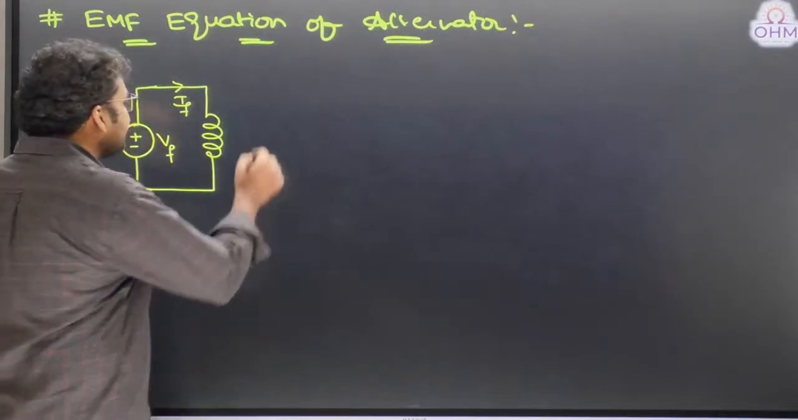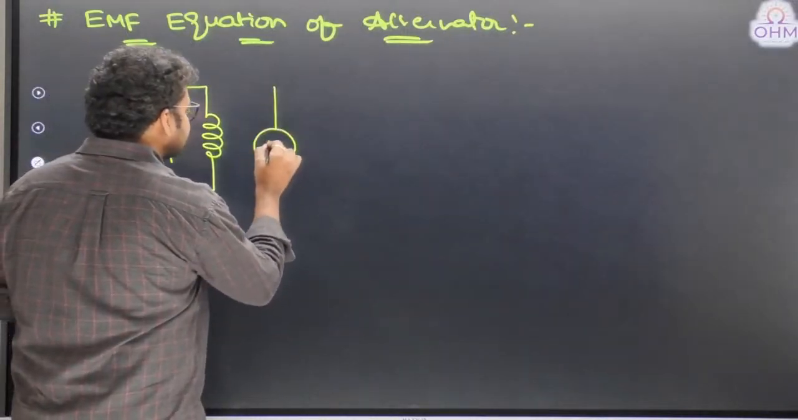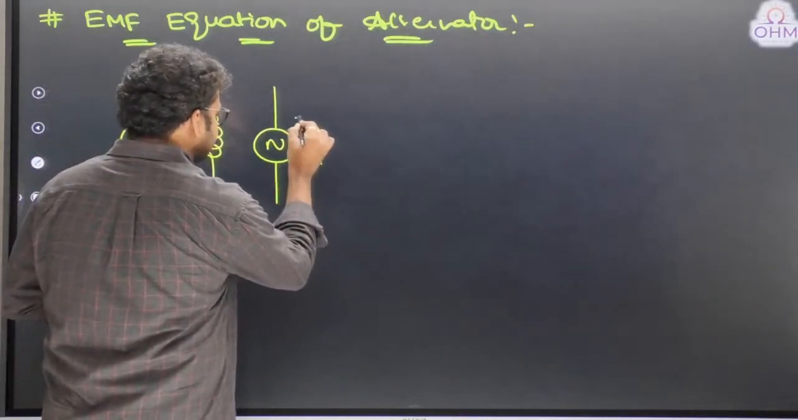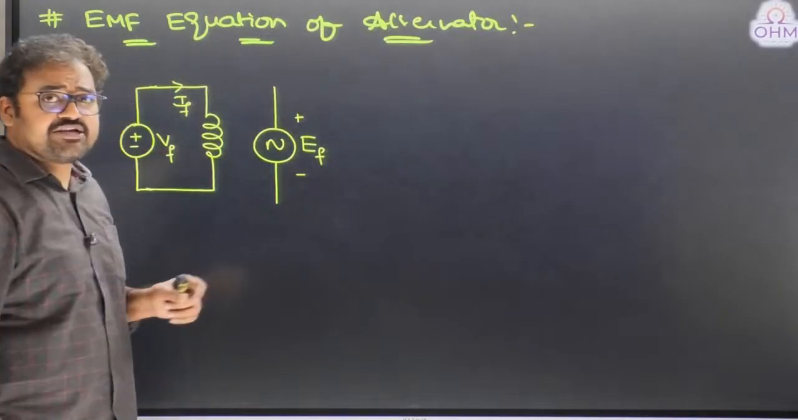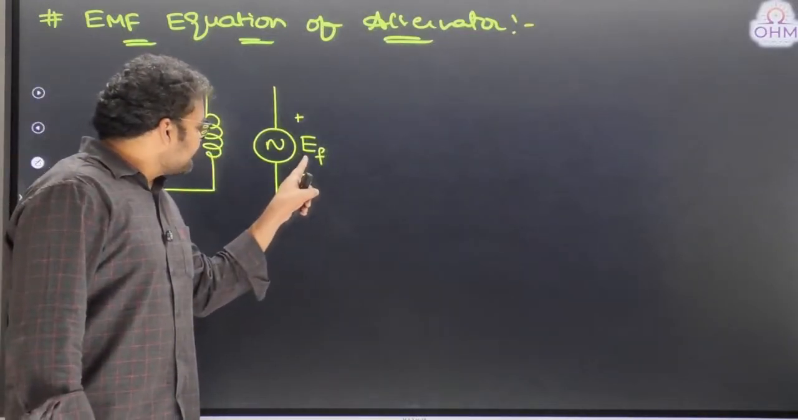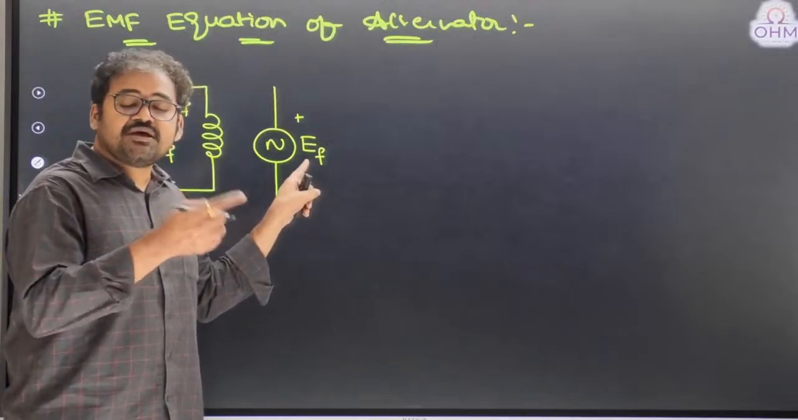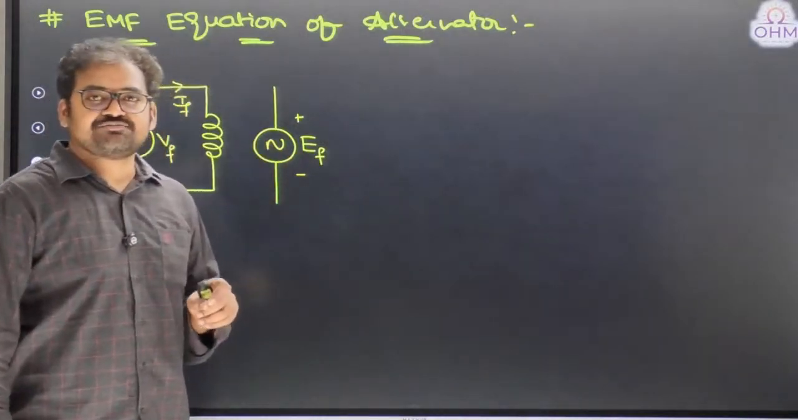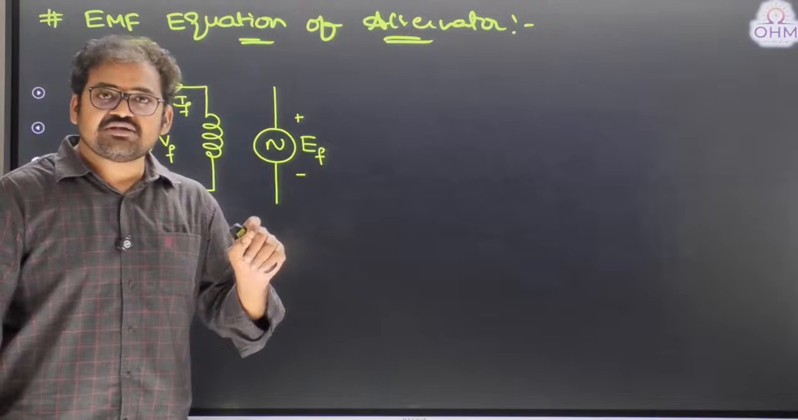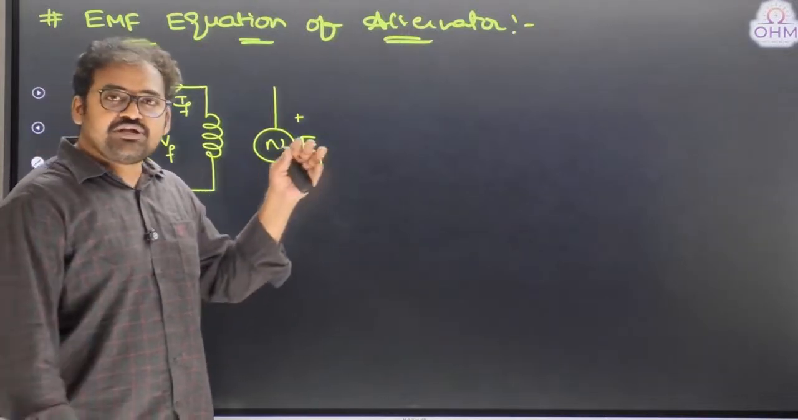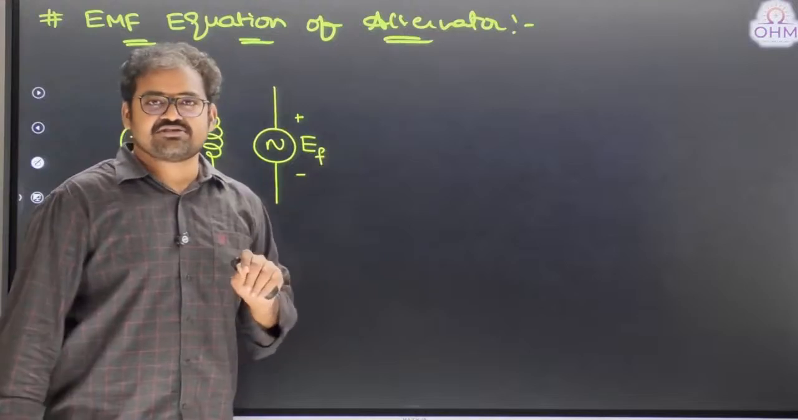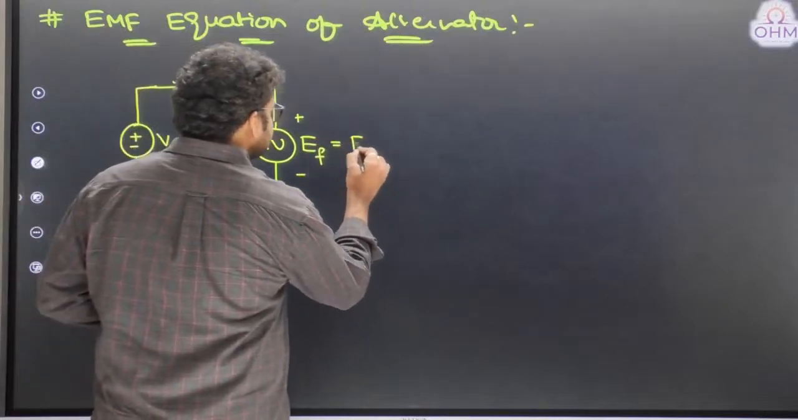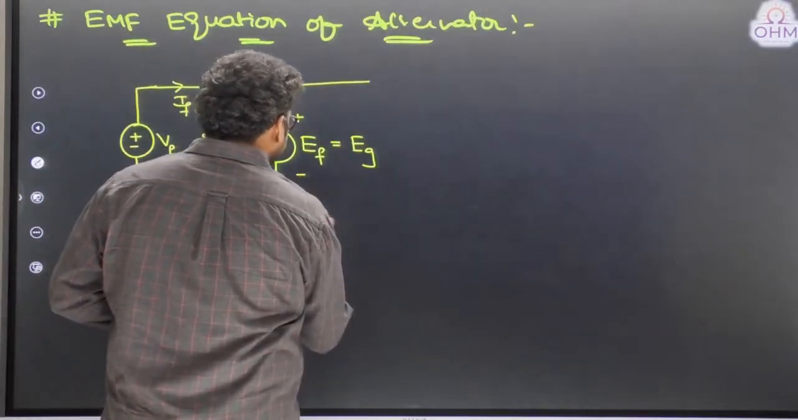So an EMF will be induced in the armature winding due to field flux. That is what we call field induced EMF. This is the EMF induced in armature winding due to field flux. That's why the name is field induced EMF. Field induced EMF doesn't mean it is the voltage in field winding. It is the voltage in armature winding due to field flux. In some textbooks, this is also written as generated induced EMF.